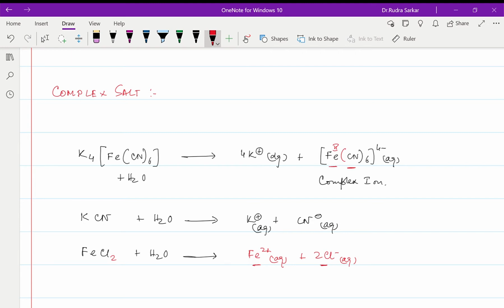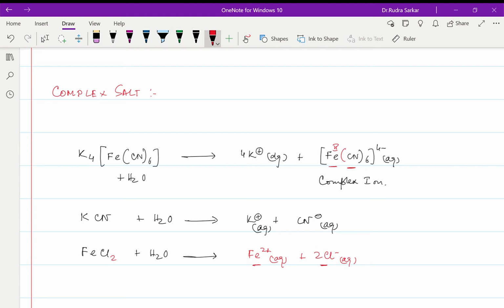So when K4[Fe(CN)6] is dissolved in water and you are trying to do a test for iron, you will not get any test for iron. But if you are dissolving FeCl2 inside water and you do a test for iron 2, you will get a test for iron 2. So this type of complexity, that a salt you are dissolving contains iron, but some give the test and some do not. When it is not giving the test, this behavior is complex.